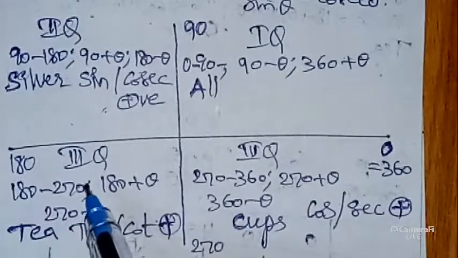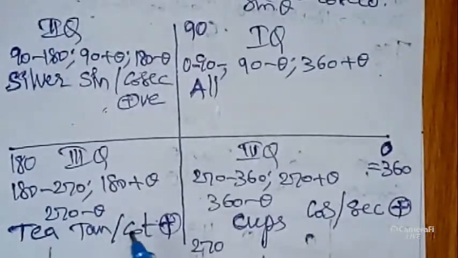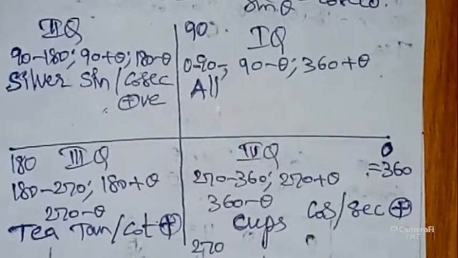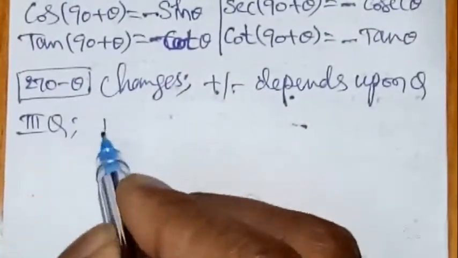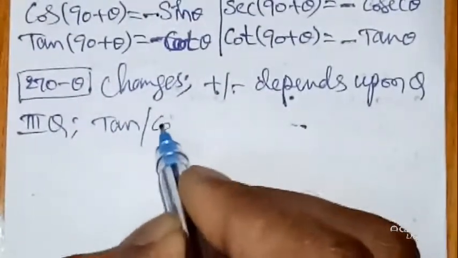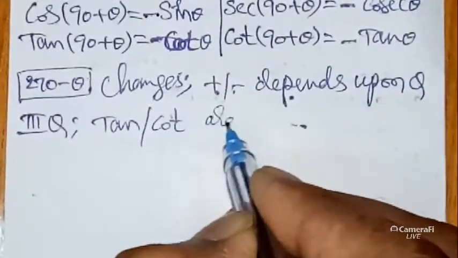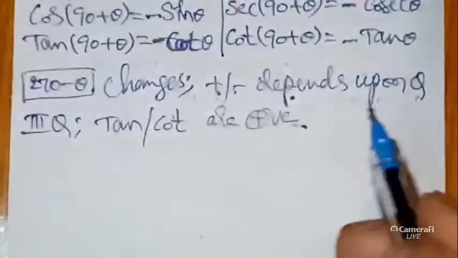270 minus theta means third quadrant. In the third quadrant, tan and cot are positive. The same logic you can use here. Next, it lies in the third quadrant. In the third quadrant, tan and the reciprocal of tan, cot, are positive.